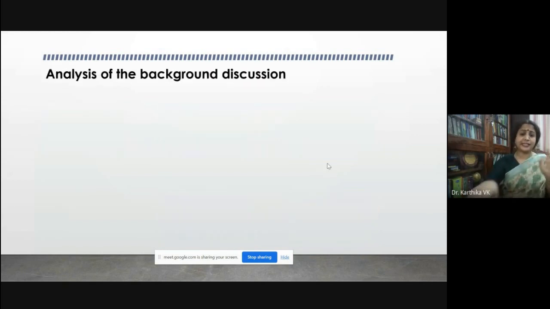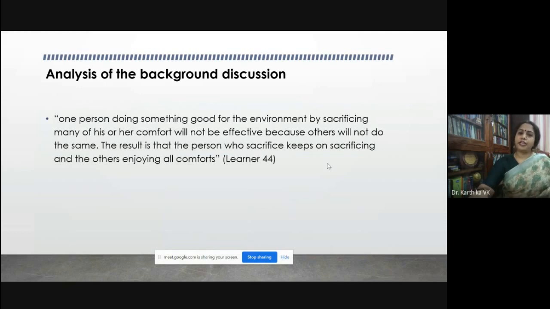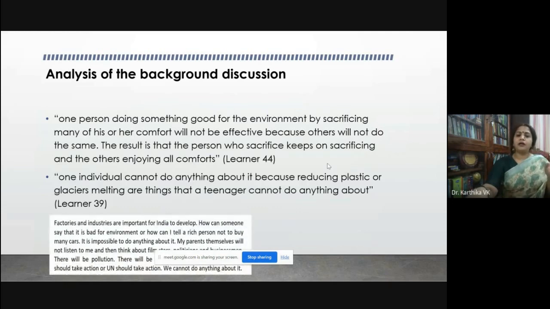So now we will see how this background discussion went. Not very positive about anything. Most of the learners were saying that they can't do anything about it. Development is very much crucial for any kind of country, especially for a country like India. To make our financial position very sturdy, we need to have more factories and all. Emissions cannot be helped, and one individual cannot do anything about it, because reducing plastic or glaciers melting are all things that a teenager cannot do anything about.